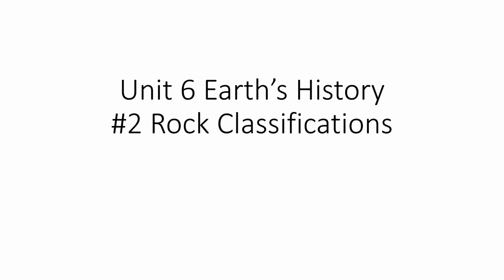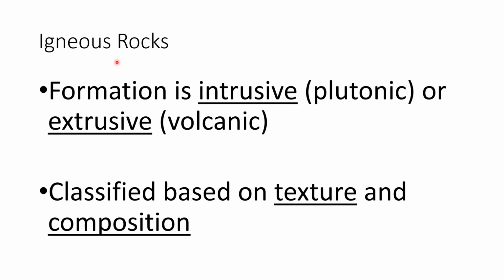Here's lesson number 2 in Unit 6. This is about the various methods that we use for rock classification. Recall from the previous lesson that there are 3 main types of rocks: igneous, sedimentary, and metamorphic. We're going to begin with a classification of igneous rocks.